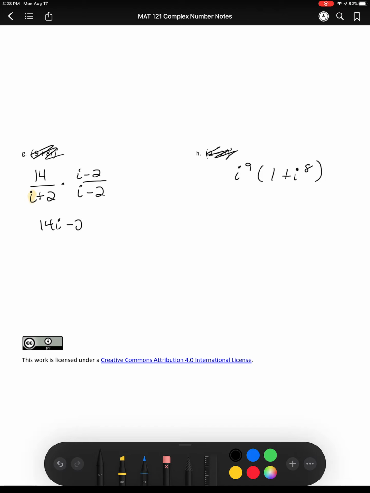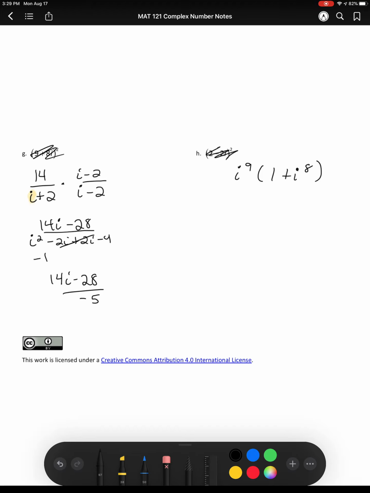So the top, I just distribute and get 14i minus 28, and that's done. The bottom, when I FOIL, I get i squared minus 2i plus 2i and minus 4. So when you multiply conjugates, those middle numbers are always going to cancel like that. i squared is negative 1, so you get negative 1 minus 4 is negative 5. So 14i minus 28 over negative 5.